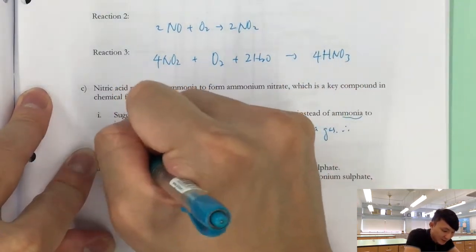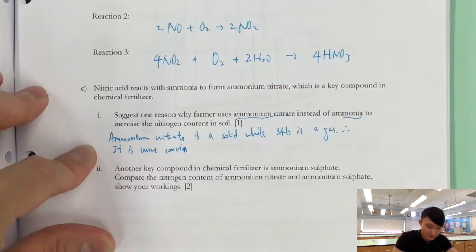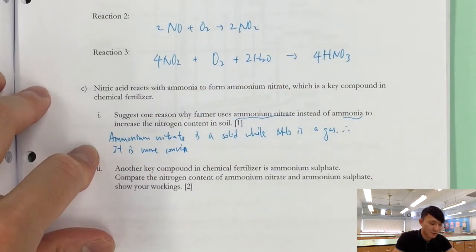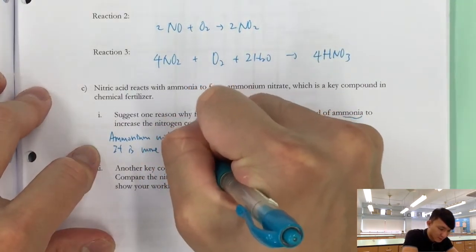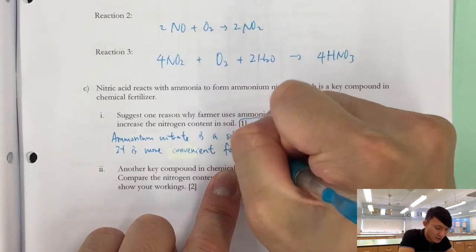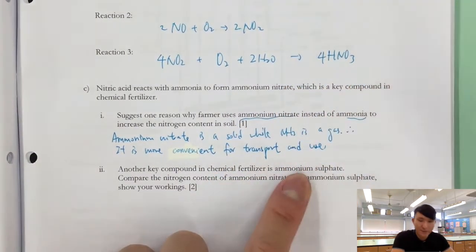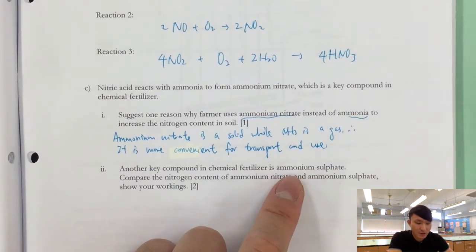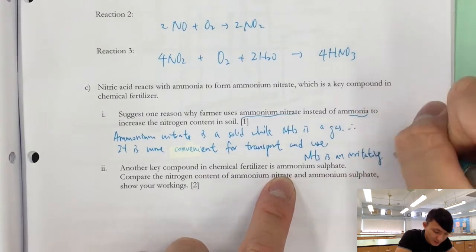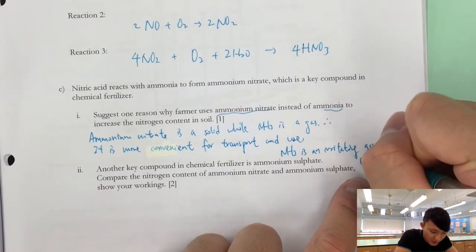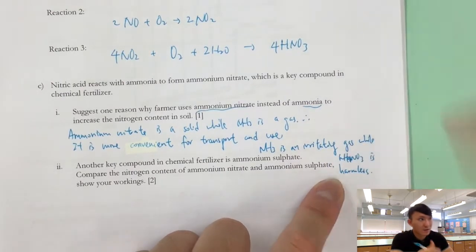So it's more convenient for transport and use. Also, you can talk about ammonia being an irritating gas, while ammonium nitrate is harmless.